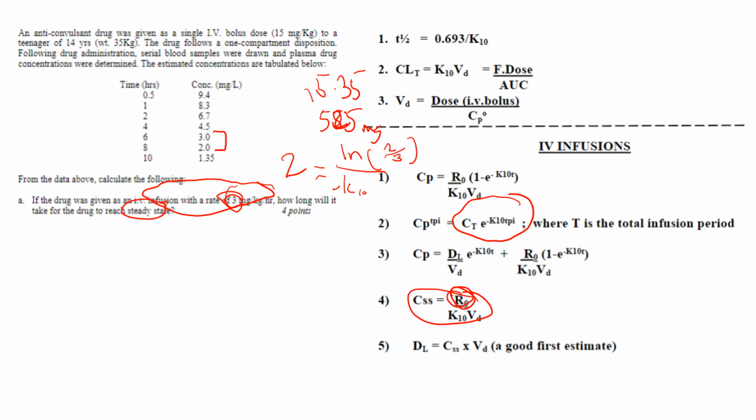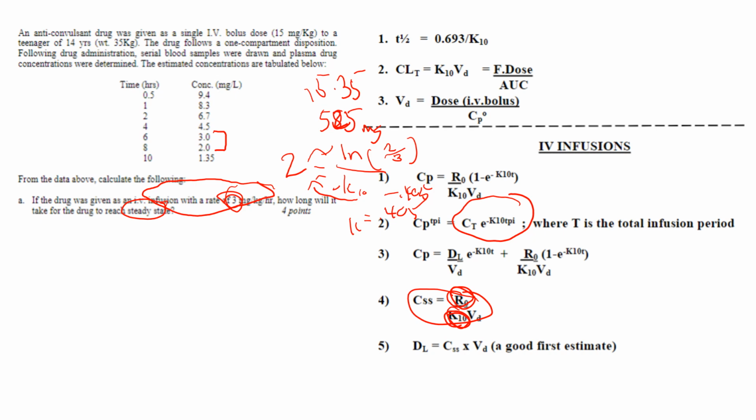But the point is we can isolate this. We can move K10 to this side and divide 2 on this side, so the natural log of 2/3 is negative 0.405, which means that K is equal to 0.405. All of a sudden, we have another part of our equation. This is really good for us.